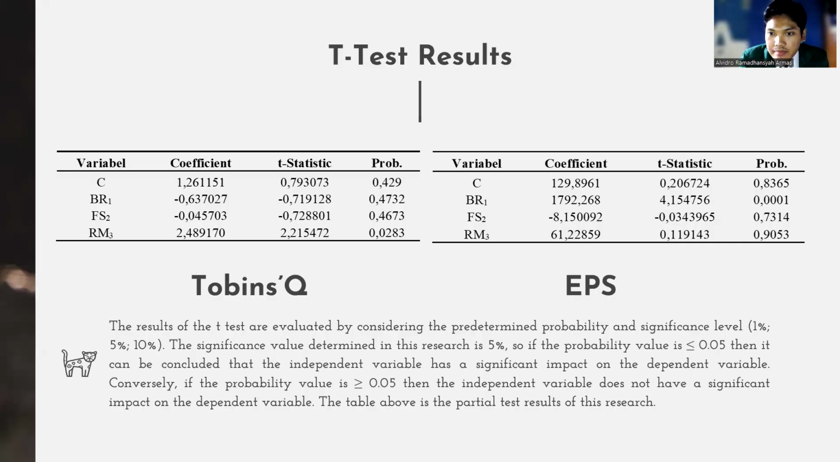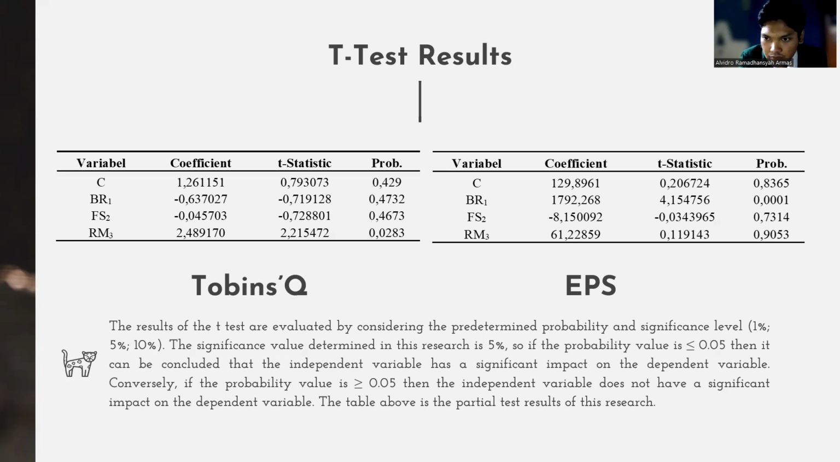Well, the next one can be seen from the table. The result from model 2 using the EPS proxy shows that the firm size and risk management variables are not significant for the company value when viewed using the EPS proxy. This is because the probability value of the firm size variable is 0.7314.